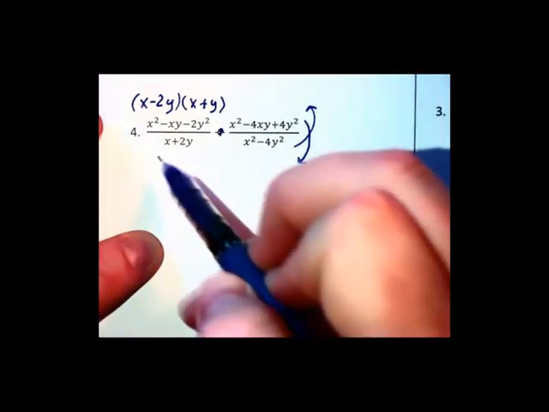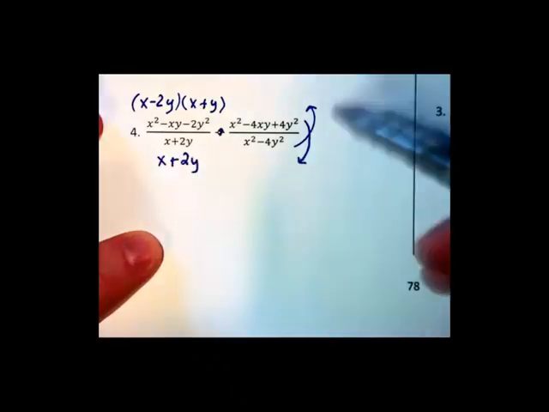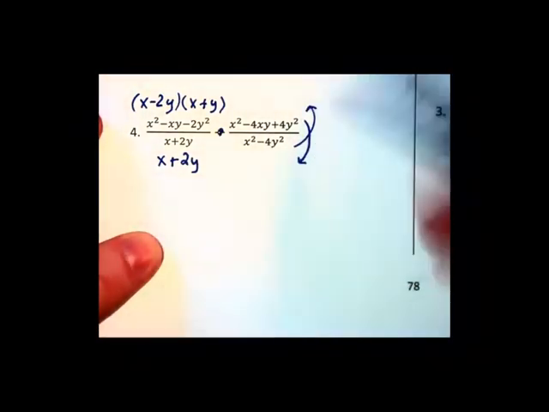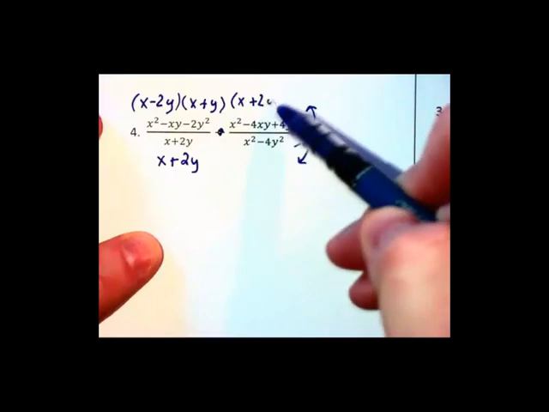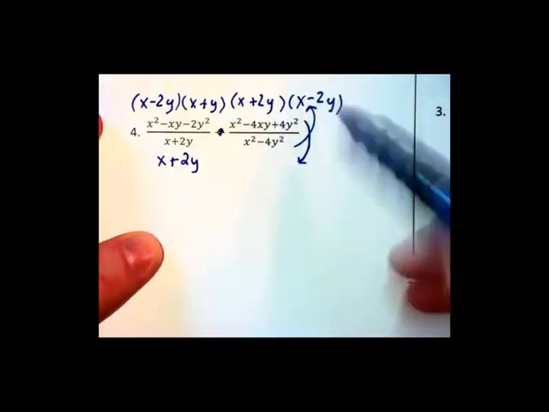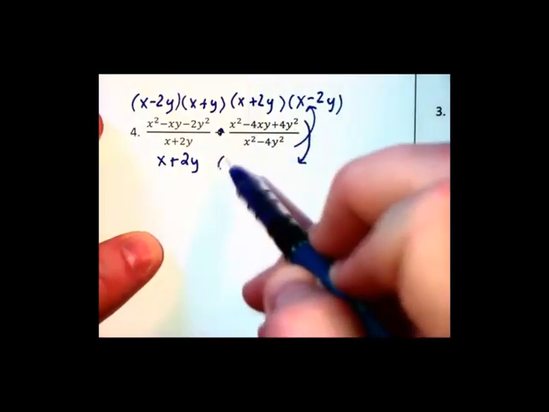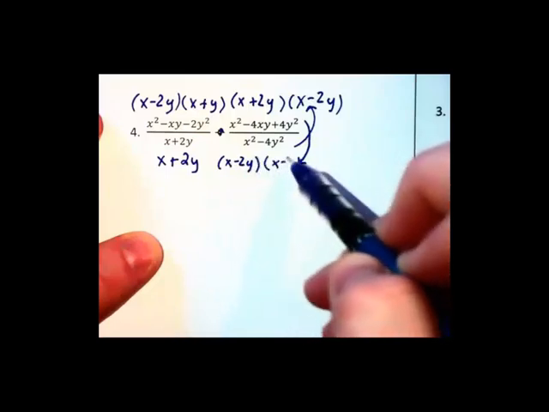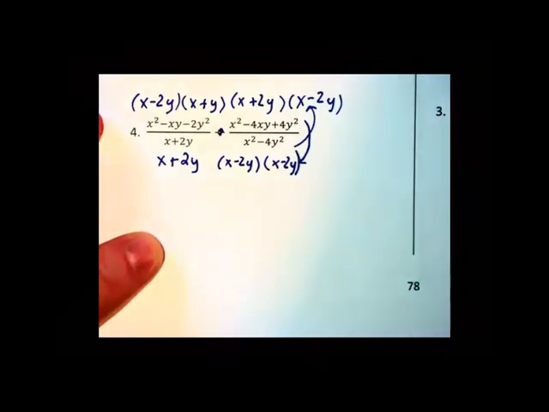Down here in the bottom left, no change. I'm just going to bring my x plus 2y down. When I factor this denominator, I'm going to move the factored form up top. We have the difference of two squares, x plus 2y times x minus 2y. And the second numerator becomes the denominator, and we get two parentheses, each with an x minus 2y in it. And if you need to pause and check my factoring, go for it.